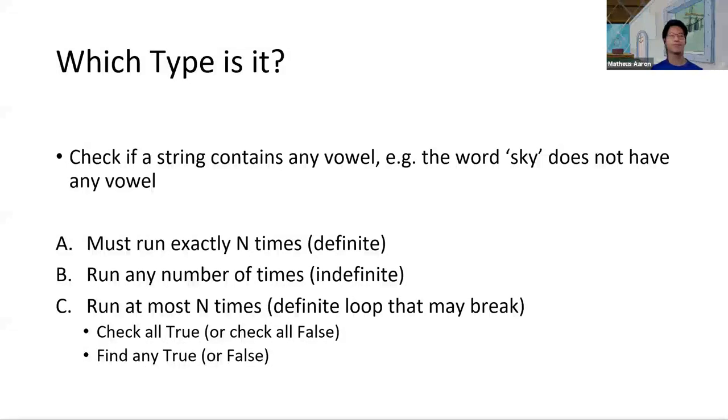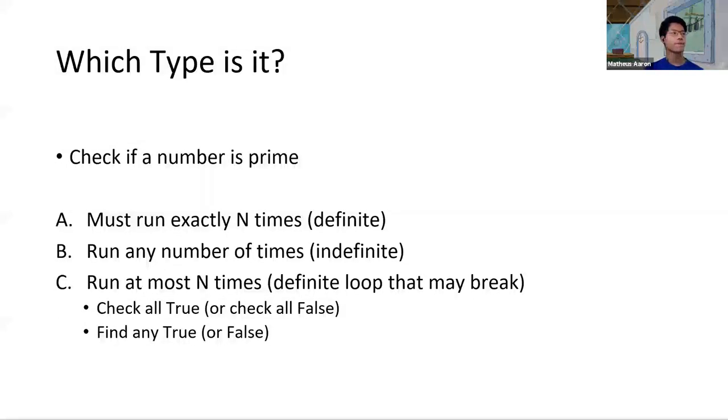Basically, you know the length of the string, and you need to loop through as many as the number of characters inside the string. So it will run at most n times and will break at a certain point. And checking if a number is prime is a little bit tricky. This one can be somewhat indefinite.